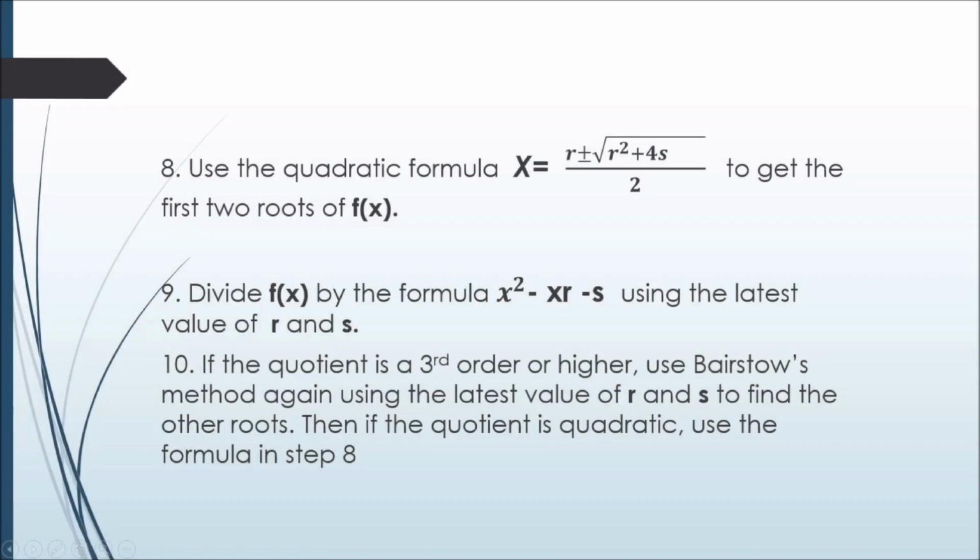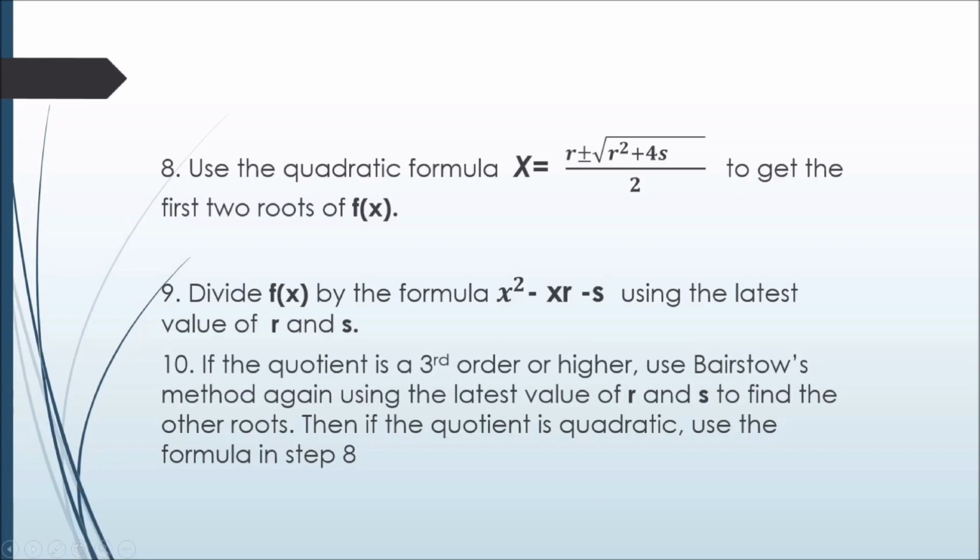Step 8. Use the quadratic formula x is equal to r plus or minus square root of r squared plus 4s, all over 2, to get the first two roots of f of x. Step 9. Divide f of x by x squared minus rx minus s using the latest values of r and s. Step 10.